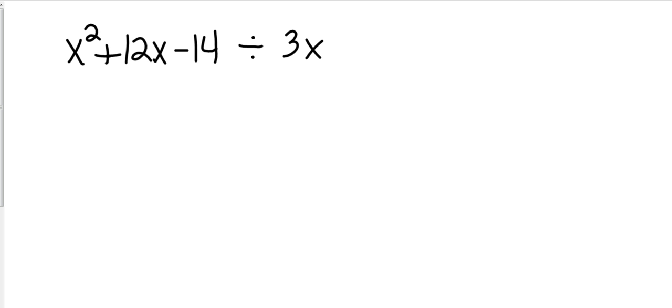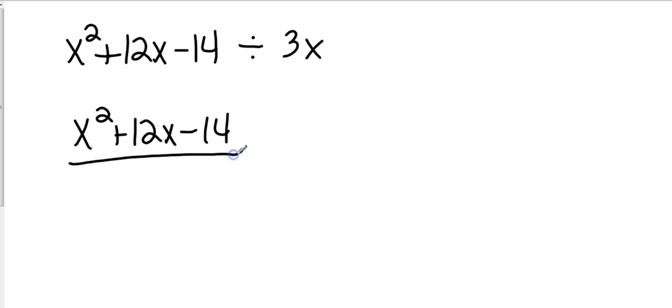Okay, let's take a look at x squared plus 12x minus 14 divided by 3x. Let's go ahead and change that form to make it look like a fraction. Okay, now we would look to factor x squared plus 12x minus 14. So let's think about that for just a second. I'm going to go off to the right over here and put 2 sets of parentheses. And so we've got x and x. We have to get negative 14, so that's going to be a plus and a minus.